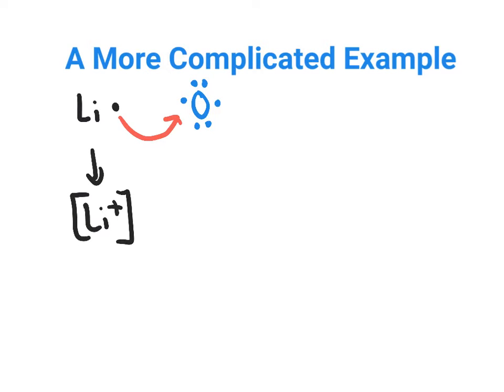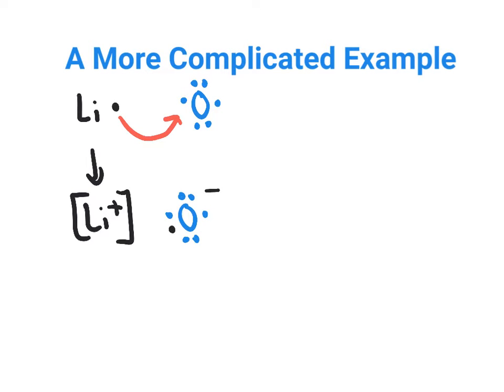In a more complicated example, let's say we have lithium, which once again has 1 valence electron. This time it wants to combine with oxygen. Oxygen has 6 valence electrons. Of course, lithium is going to give up its 1 electron to oxygen, and it's going to form the lithium plus ion. Oxygen now has got 1, 2, 3, 4, 5, 6, 7 valence electrons. There's the one from lithium. It's got a minus charge.